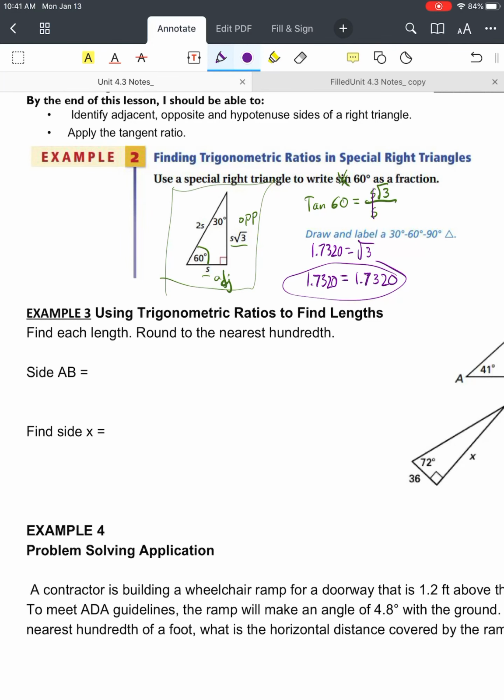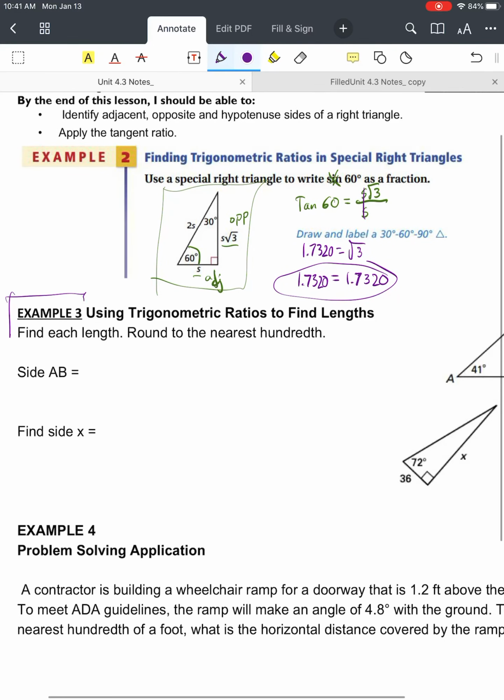So taking a look at our example 3. So this example 3 is like the epitome of our learning target.